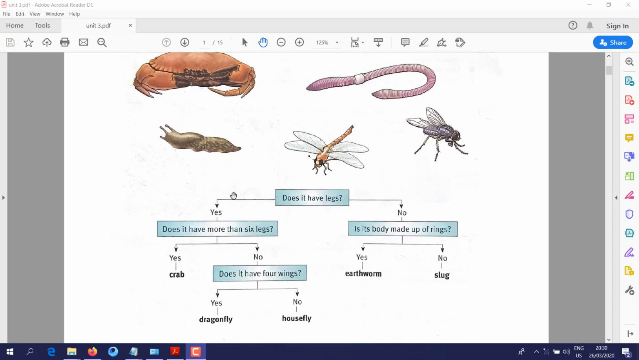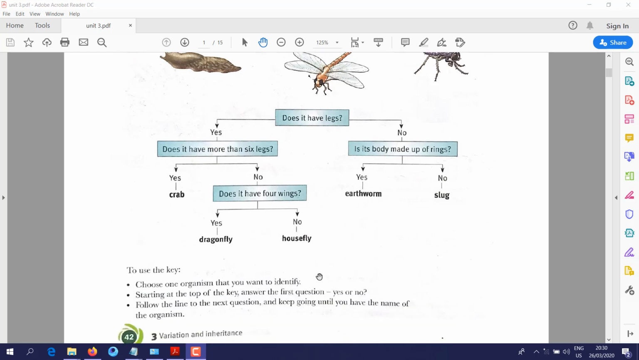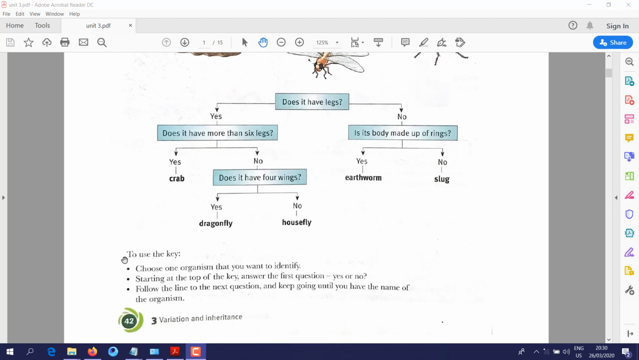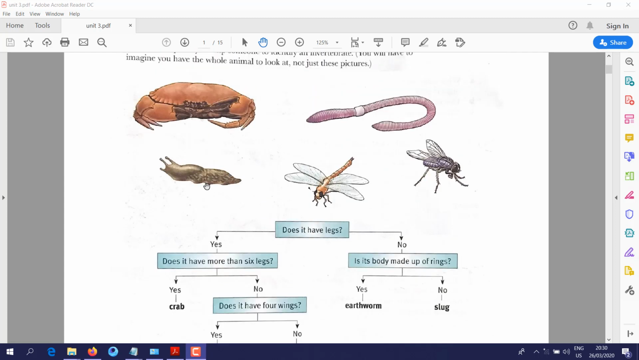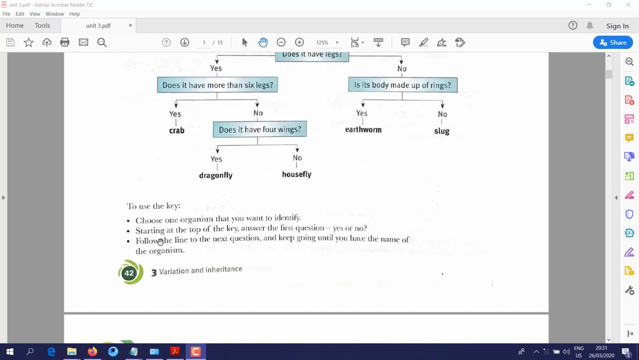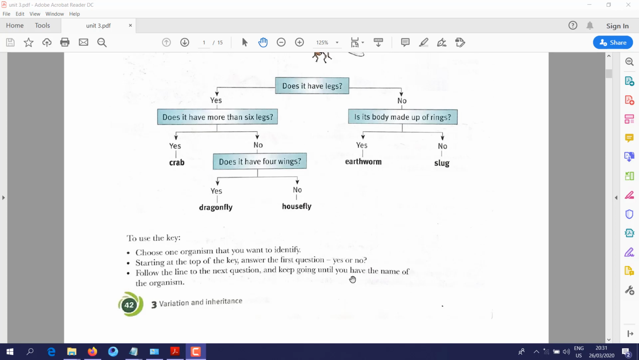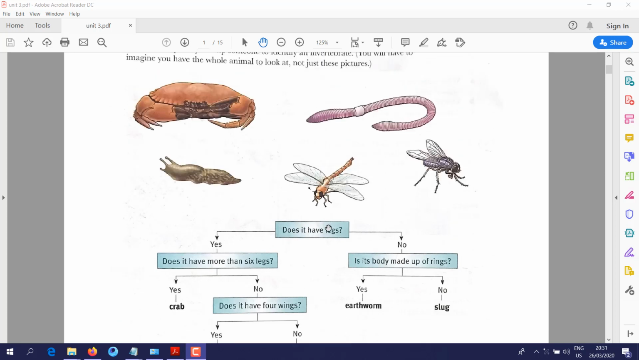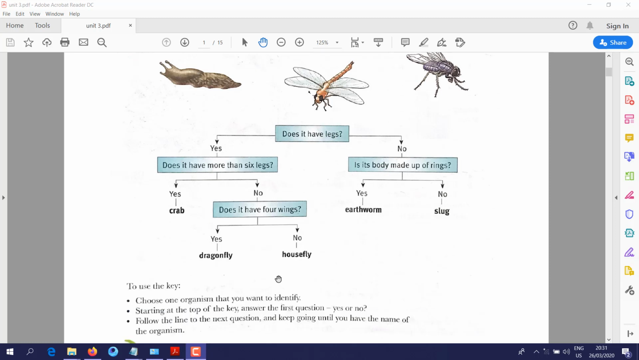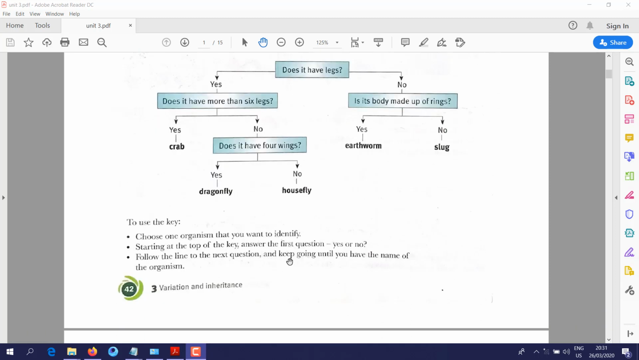So in general, this way we call it key or keys. This is the way we identify different organisms by their species, by their features. To use the key, choose one organism that you want to identify, as we did at the beginning. Starting at the top of the key, answer the first question, yes or no. Here we had one question, and we answered no, or you can say yes. Then follow the line to the next question and keep going until you have the name of the organism.